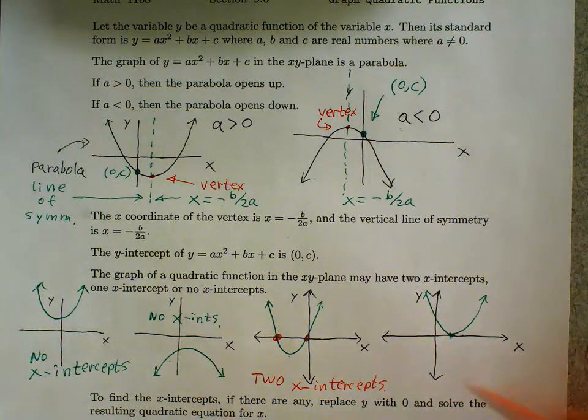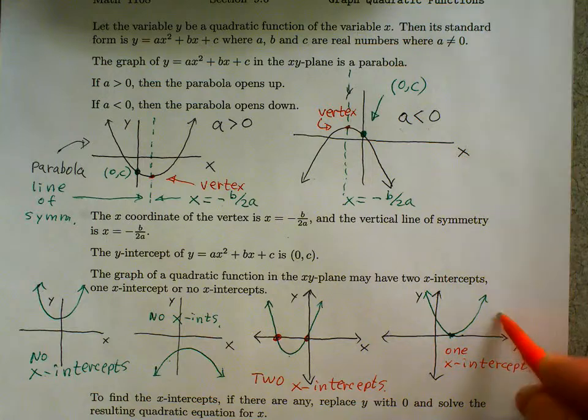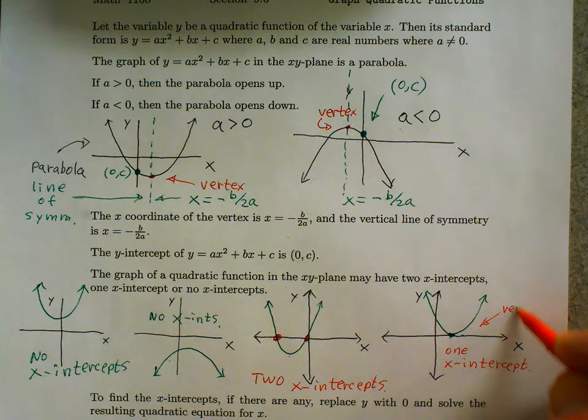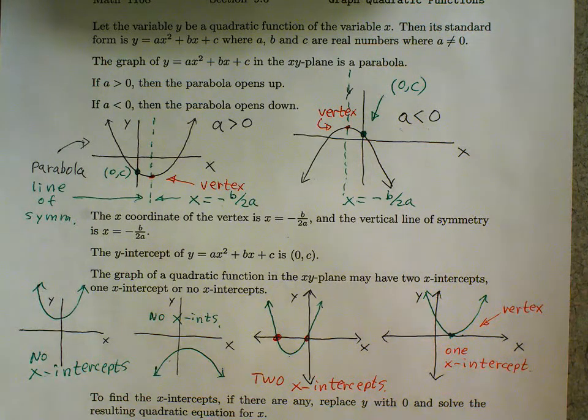So this graph has one x-intercept, and it's also the vertex. Or you could have a parabola that opens down, and the vertex being the x-intercept would be the highest point on the x-axis.